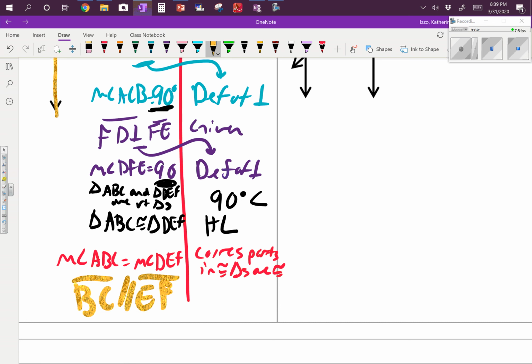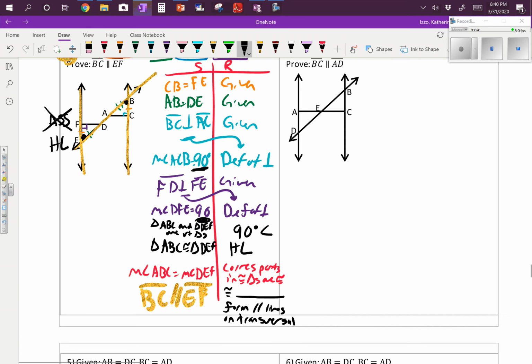But can I just say that? No, silly squirrel. We need to say congruent blank form parallel lines on a transversal. And take a look at my picture. Are they both inside, both outside, one inside, one outside? What's happening there?